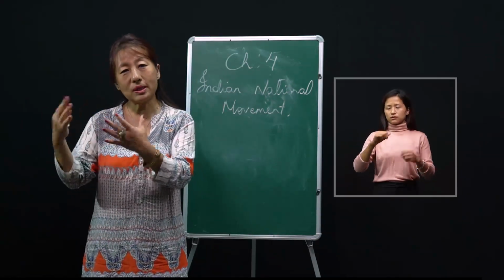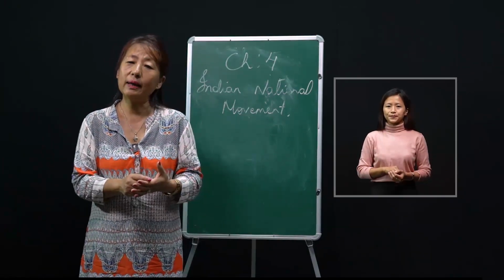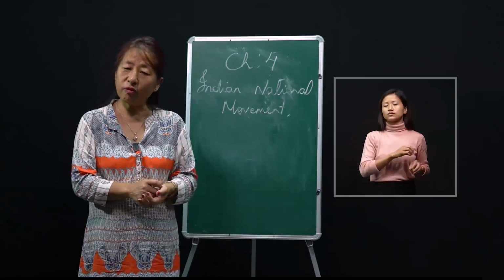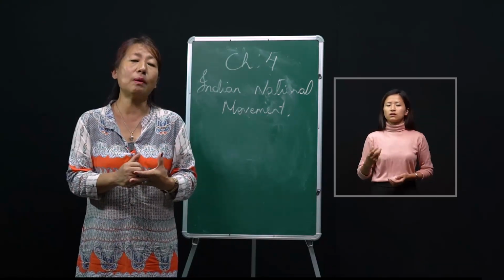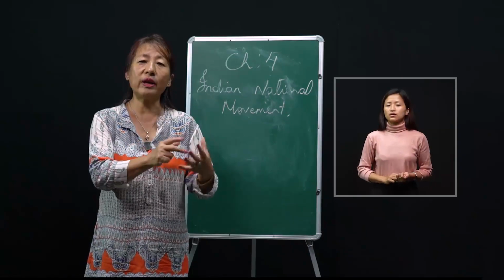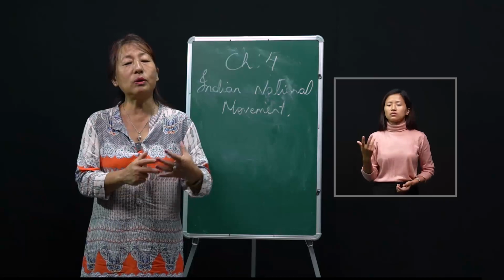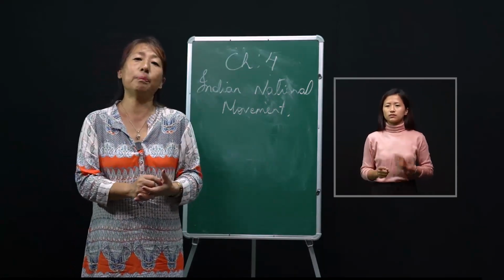But to sum it up, I'll just give you the summary again. So we started with the Indian national movement, that is your chapter 4. Here we have discussed how the Indians came to know about nationalism. Nationalism means feeling of unity. How the Indians came to know about the meaning of unity, we have also discussed the points.